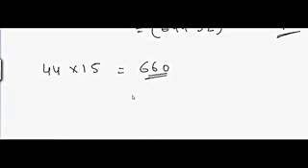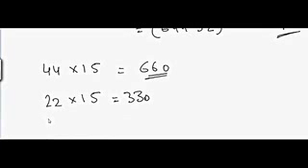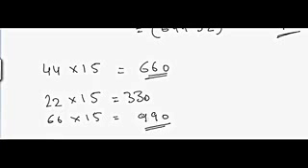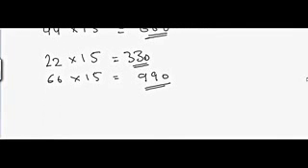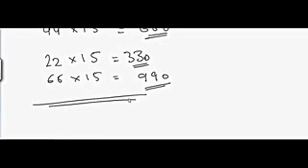Suppose I want to multiply 22 by 15, so that will be equal to 330. And if you want to multiply 66 by 15, that will be equal to 990. So as you can see, I'm using simple numbers, but you can always go to complicated numbers and do the same kind of calculations.